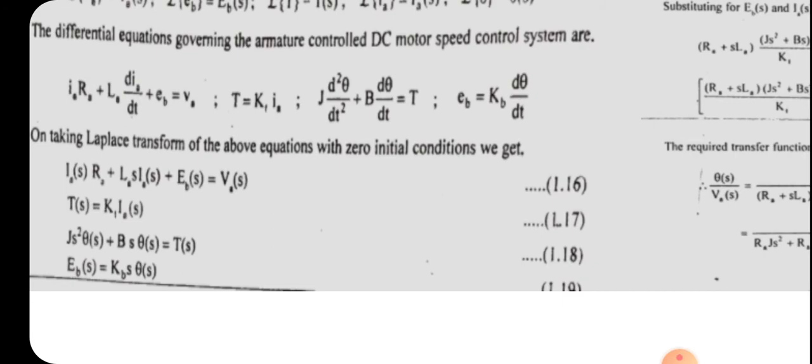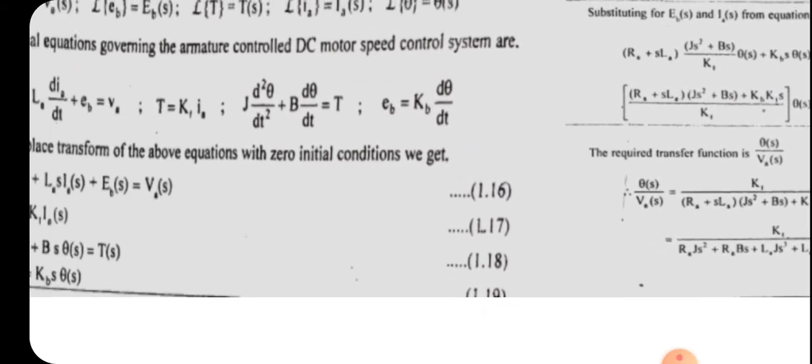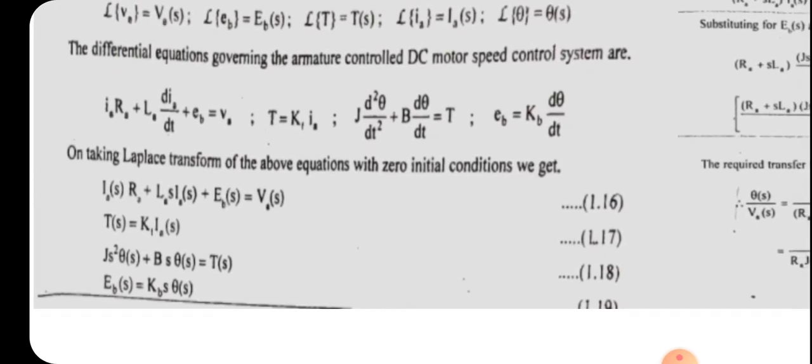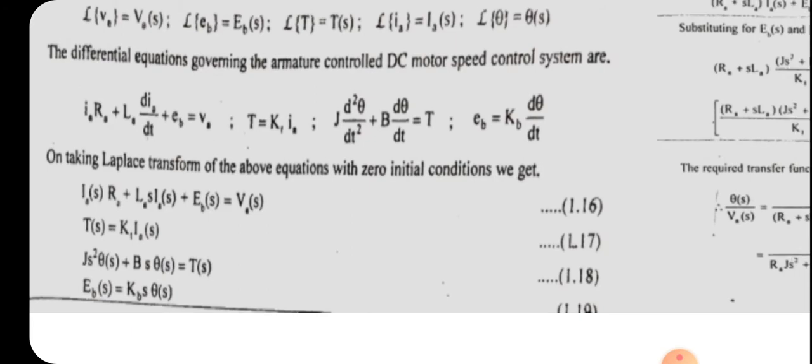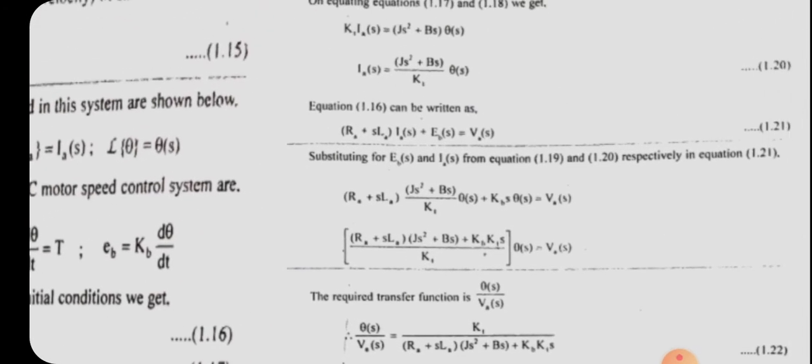Also there is equation 1.16 that contains Ia(s) into Ra plus La into s into Ia(s) plus Eb(s) is equal to Va(s). In equation 1.16 we can take Ia(s) outside, so we will get (Ra plus s into La) into Ia(s) plus Eb(s) is equal to Va(s), and that is equation 1.21.